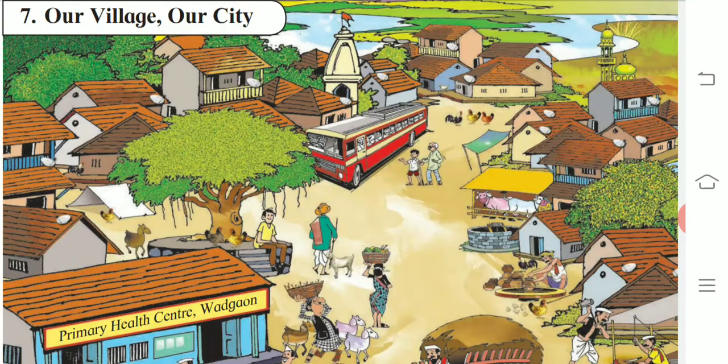Today we are going to learn the EVS lesson Our Village, Our City. In this picture you can see village life. Observe the dress style, facilities available, the industries. See what the houses are like.